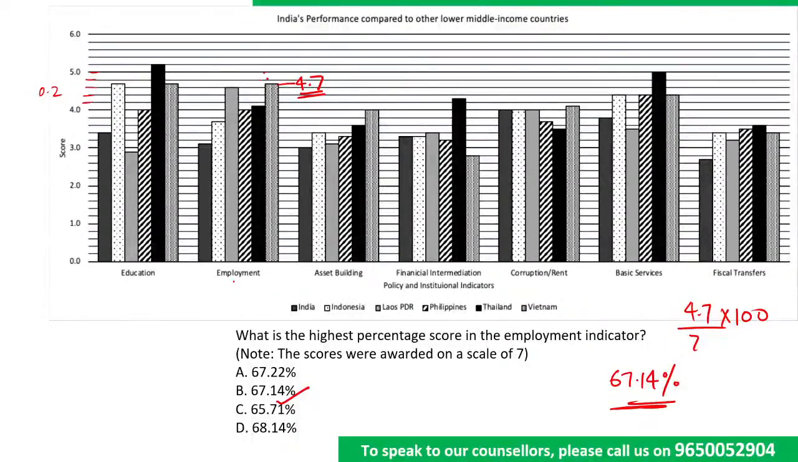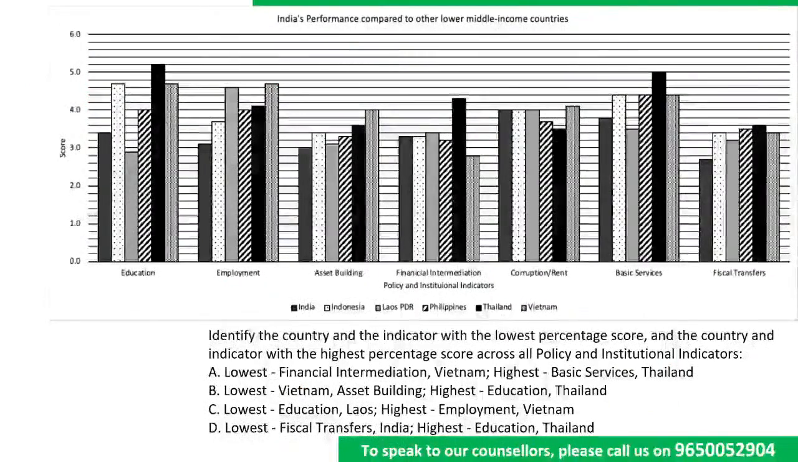All right, let's do the next question. Identify the country and the indicator with the lowest percentage score and the country and the indicator with the highest percentage score across all policy and institution indicators. So you have to tell the country and the indicator with the lowest as well as the country with the highest. You just have to observe the value and answer this.